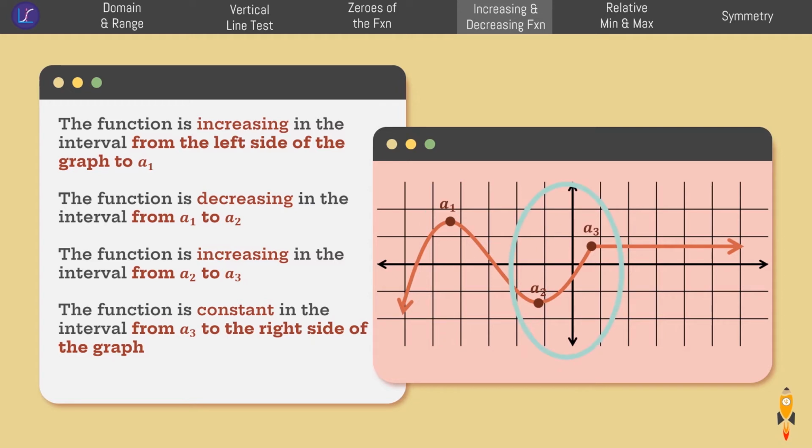As for the interval from point A2 to A3, the graph goes up, which means that in that interval, the function is increasing. In the case of the interval from point A3 to the rightmost part of the graph, it does not rise up and it does not go down either. It maintains a horizontal line, which means that in this interval, the function is constant.